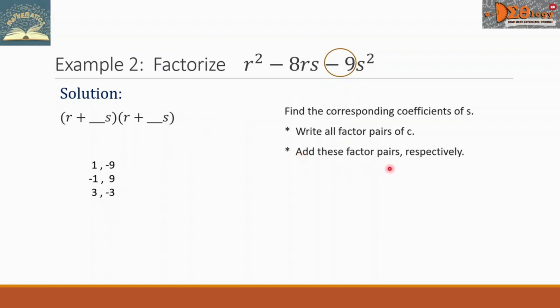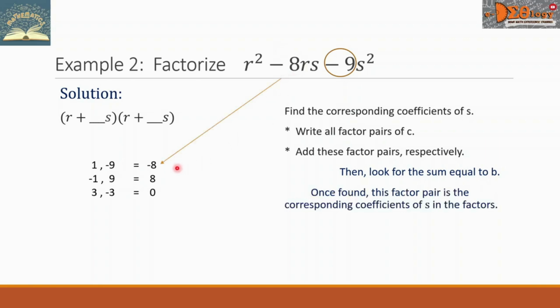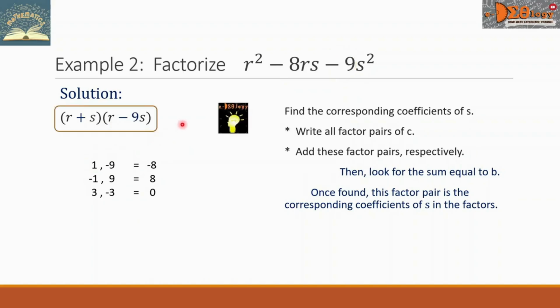Then we add these factor pairs respectively, and the sums are here. Then we will look for the sum equal to b. Our b here is negative 8, and the negative 8 is here. Once found, this factor pair is the corresponding coefficients of s in the factors. So, we substitute these numbers on the blanks. So finally, the factors are r plus s times r minus 9s. This is the final answer.